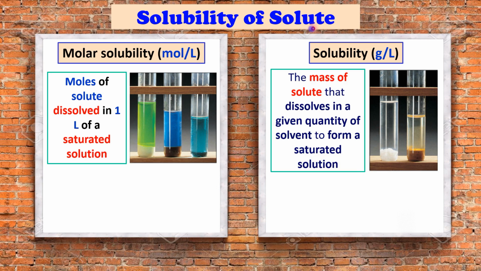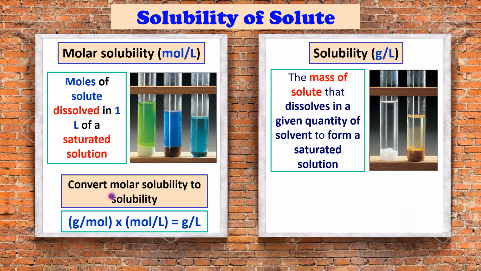Okay, solubility of a solute. We have two types of solubility and they have different units. First is molar solubility. The unit here is mole per liter. It can be defined as moles of solute dissolved in 1 liter of saturated solution. Whereas for solubility, the unit is gram per liter. It can be defined as the mass of solute that dissolves in a given quantity of solvent to form a saturated solution.